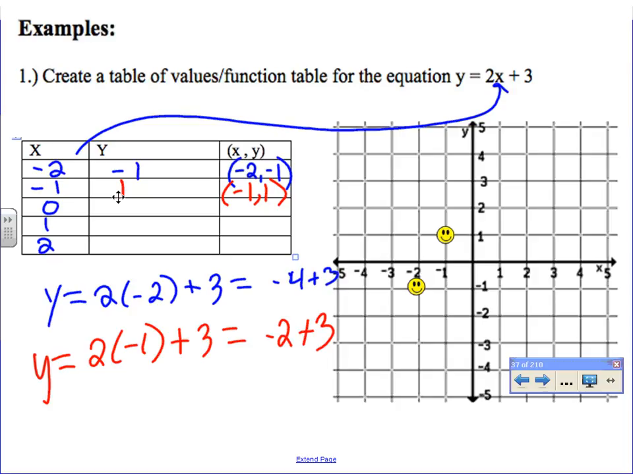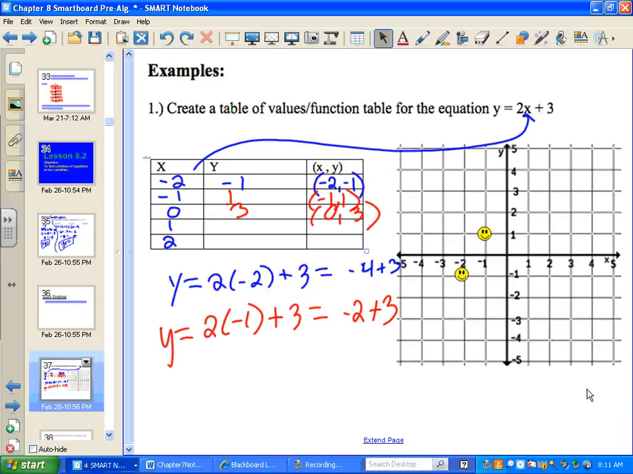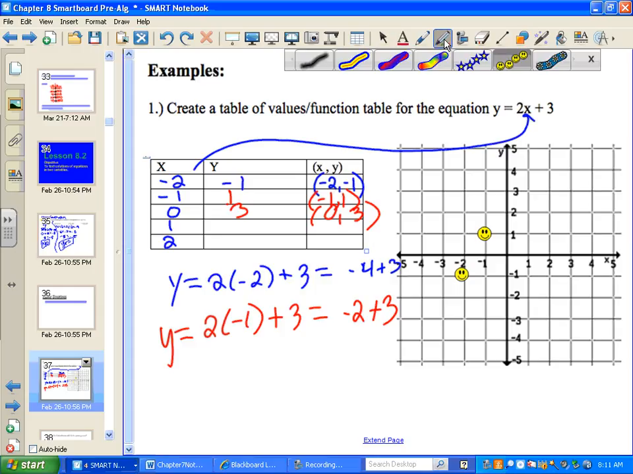Good, 3. 2 times 0 is 0. 0 plus 3 is 3. Write that as an ordered pair. And Alexis, where do we put 0, 3 on our coordinate plane? Opposite. It's always x, y. Good. Over 0, up 3. So it goes right there.